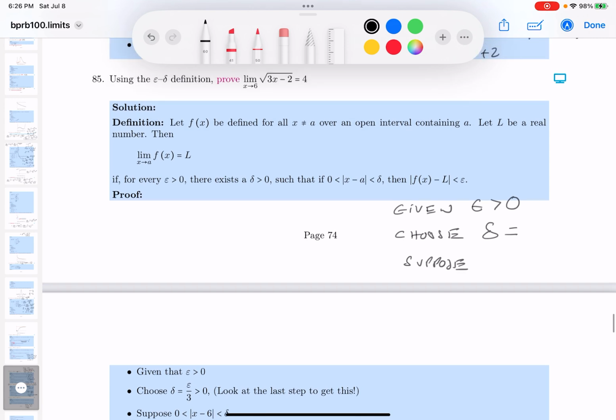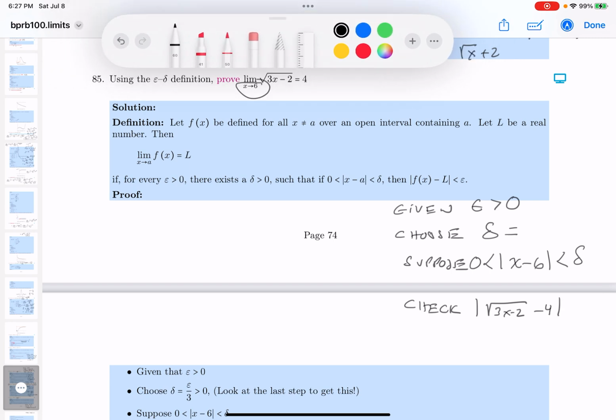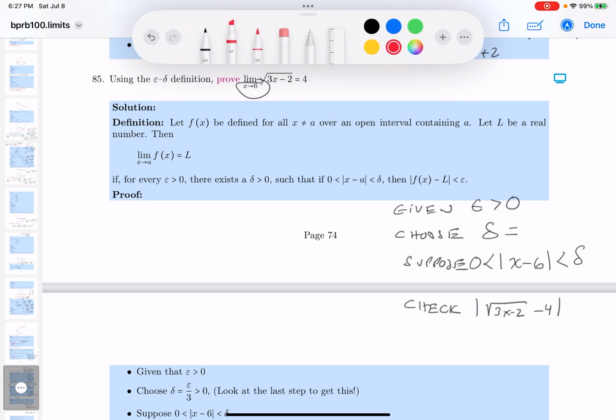What are we supposing? It's over here, that the absolute value of x minus 6 is less than delta, and the x can't be 6. We're going to check. This is the tough part. What are we going to check? We're going to check the function minus the limit, and we have to work with that. My goal is to see this eventually. Something to do with the delta.